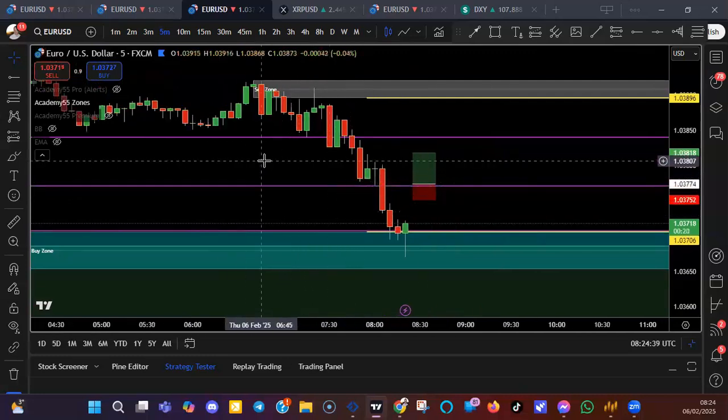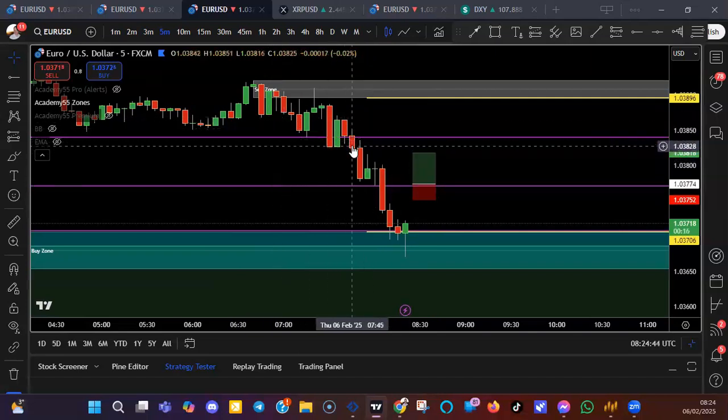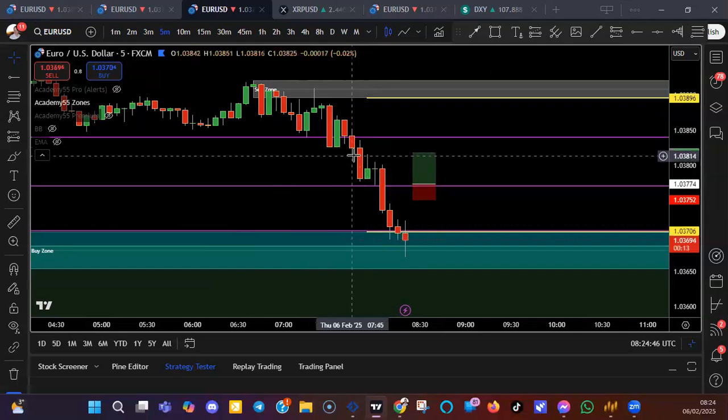We haven't got any imbalance because that was mitigated by that wick there. See, in that wick there, there's a bit of buying power.